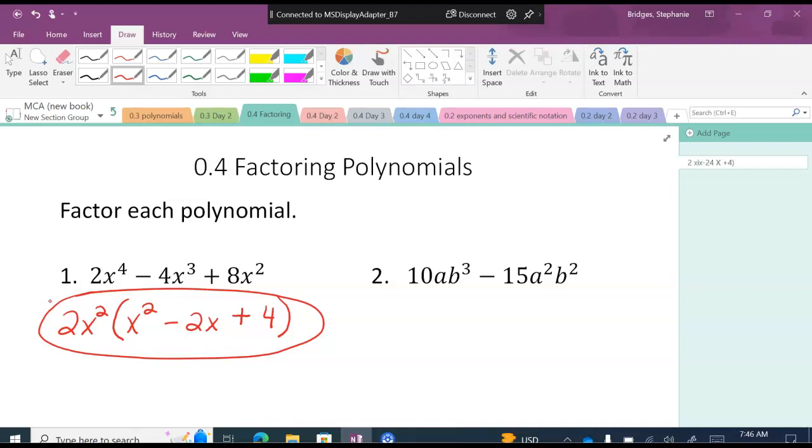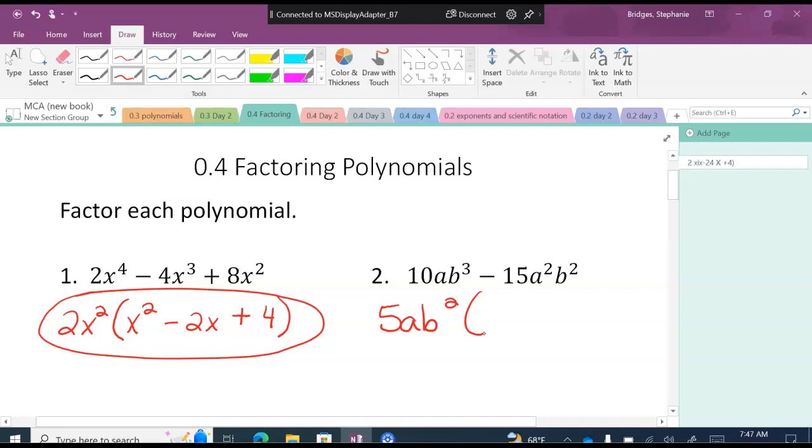So if I'm looking at 10ab to the third minus 15a squared b squared, what is it that they have in common? What number do they have in common? 5. And then as far as variables are concerned, how many a's do they have in common? Just 1. And then how many b's do they have in common? 2. So my GCF, what I can factor out, is 5ab squared. Okay.